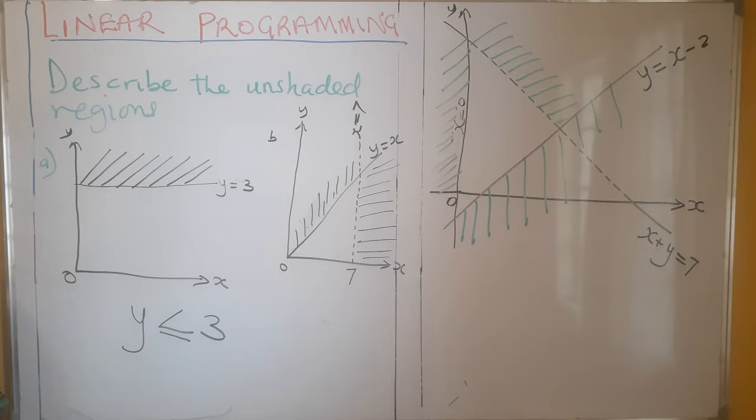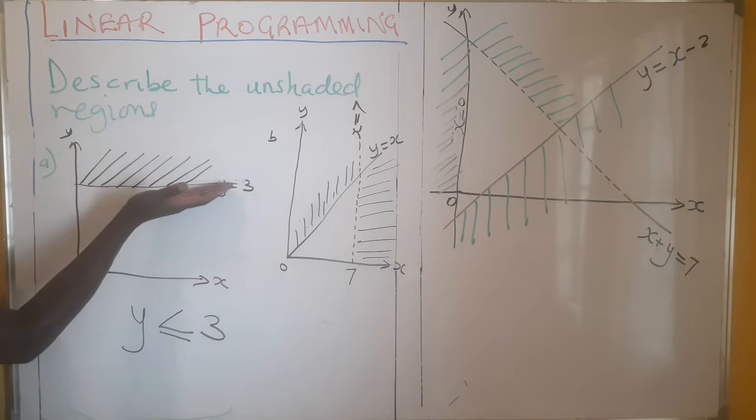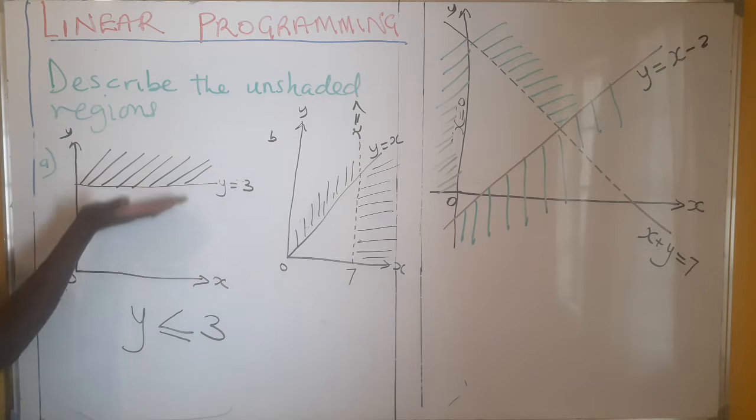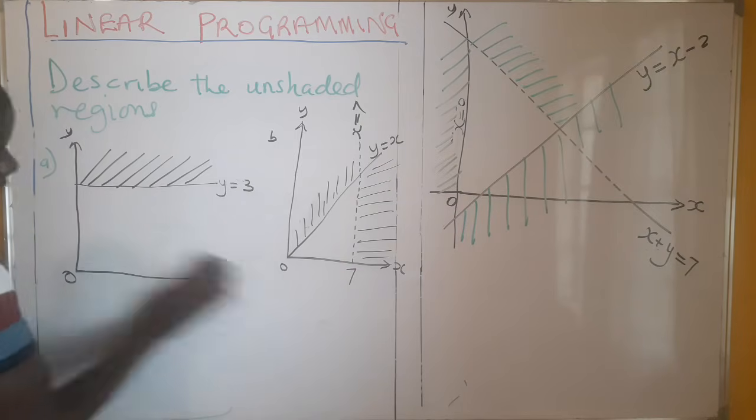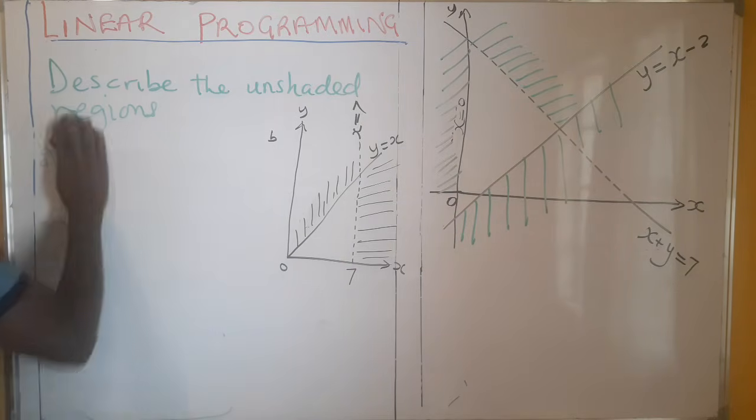So this is what we are supposed to do for the first one. Y is less or equal. This part, it's less going down here. This is 3, 2. We are reducing going downwards. Okay? That's that for the first one.